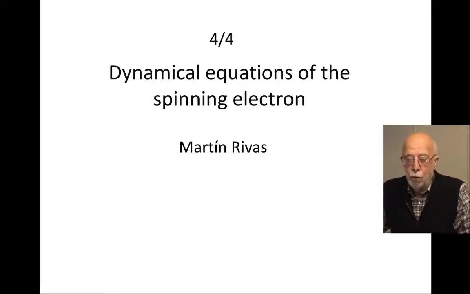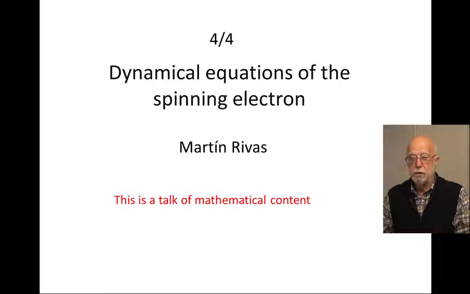This is the last of 4 lectures concerning a classical description of the electron. This lecture is of mathematical content because we are going to introduce the dynamical equations of the 2 characteristic points of the spinning electron: dynamical equations for the center of mass and the center of charge. These are ordinary differential equations which are obtained through the general formalism which describes these objects.